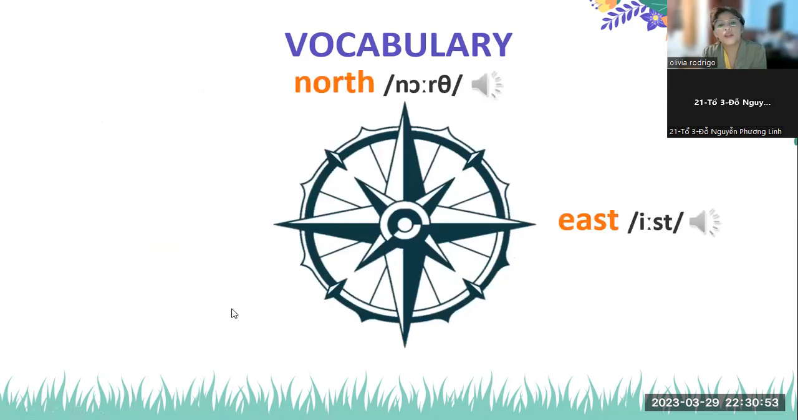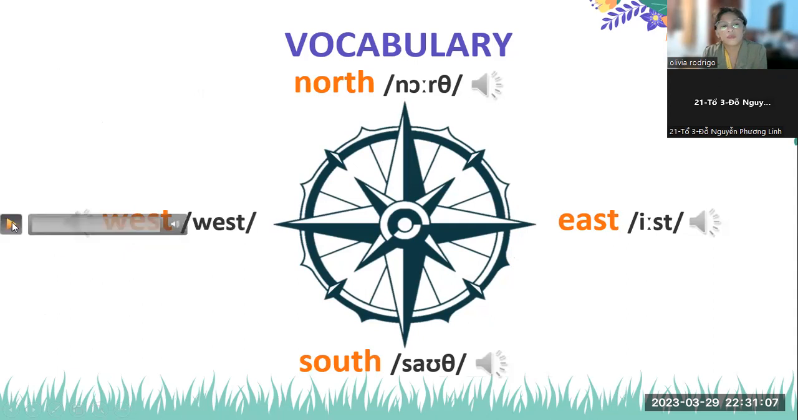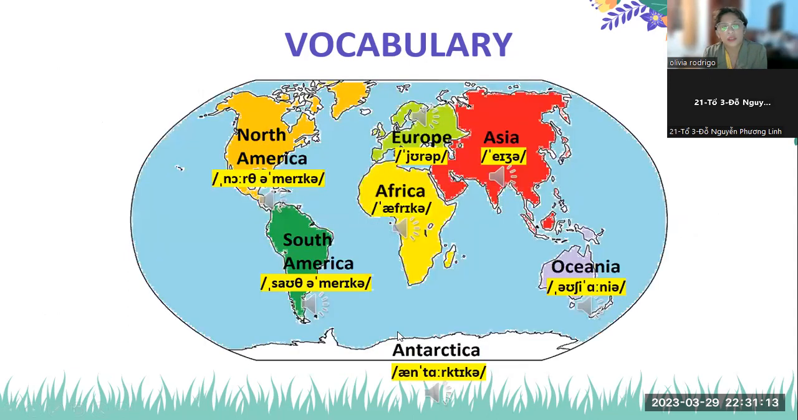So we have here the word north. North. Okay. This one is the south. South. Okay, and this is the east. And this is the west. West. Okay, north, east, west, and south.